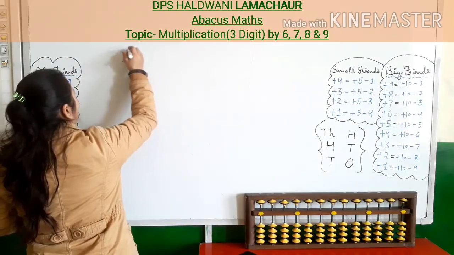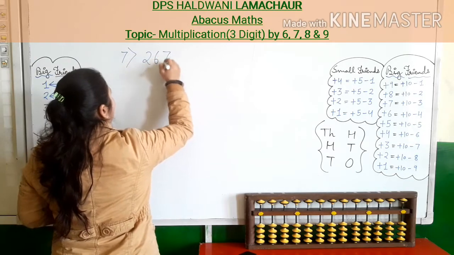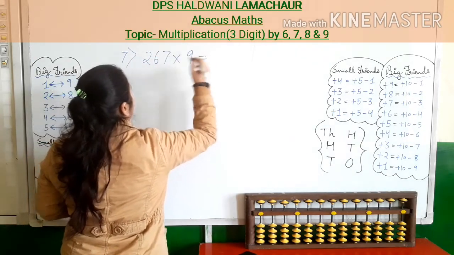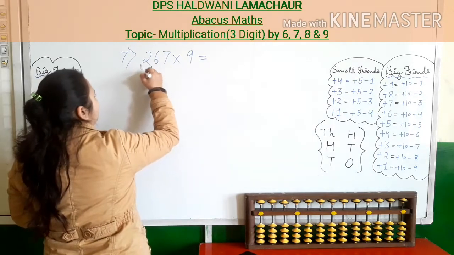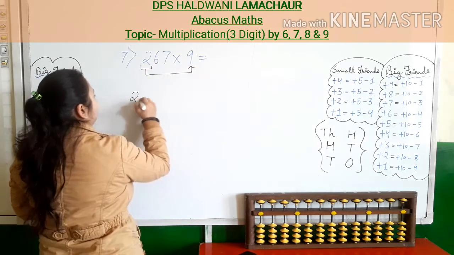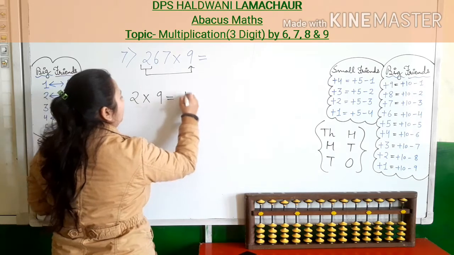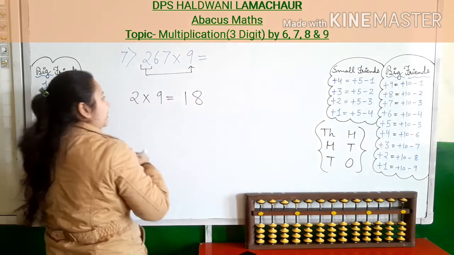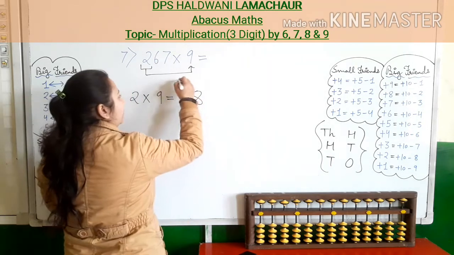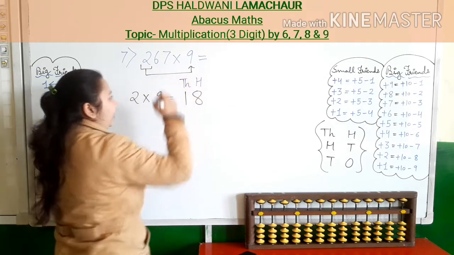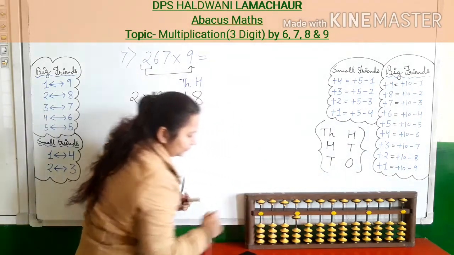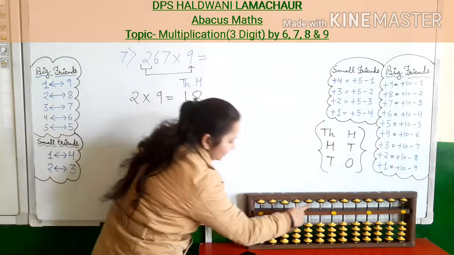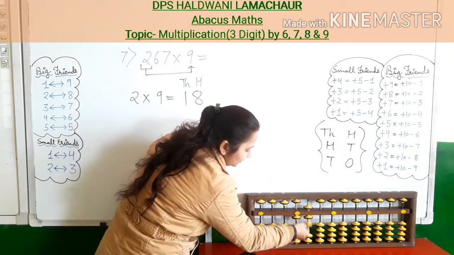Now kids, we will move to the 7th sum, which is 267 multiplied by 9. Now as you know, multiply the first digit with 9. 2 into 9. 9 2s are 18. Your first number will go in thousands rod and the second will go in hundreds rod. So let's add 1 in thousand. See, 1. And 8 in hundred. See, 5, 6, 7, 8.